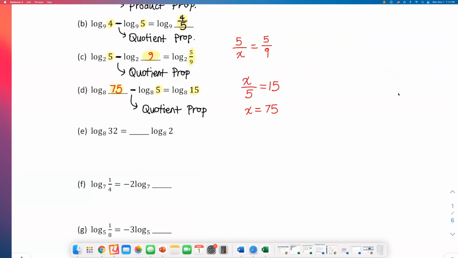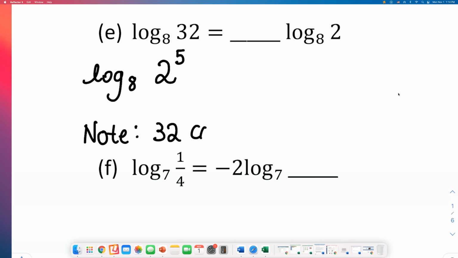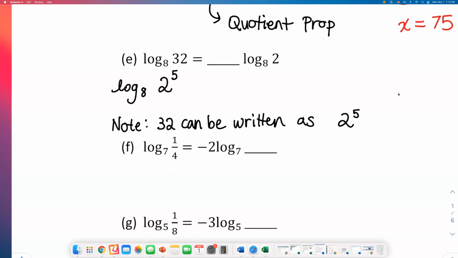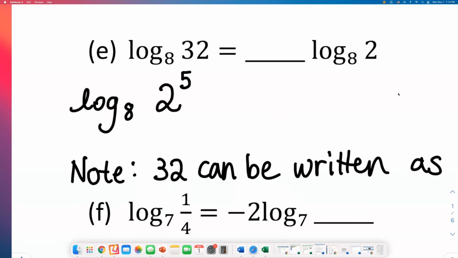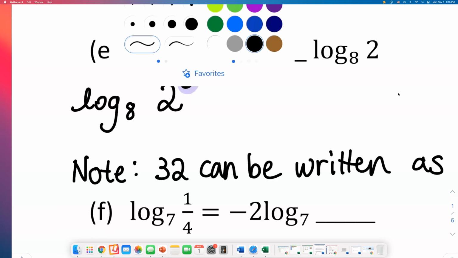So example E, take a look at this one for me. And I'll do this. What we have is log base 8 of 32, but see if you agree with me that 32 can be written as 2 to the 5th power. That is true, right? And why did I do that? I'm going to bring down that 5, that is an exponent, in front.